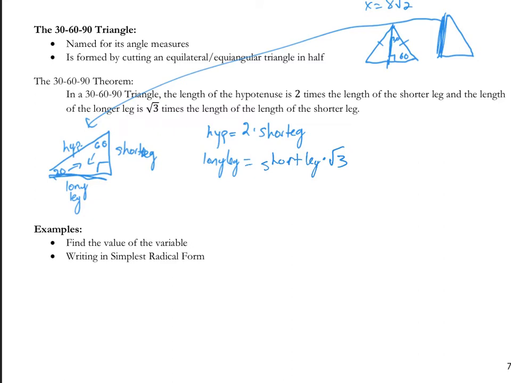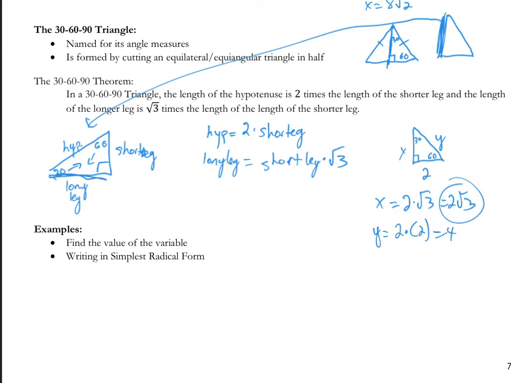So a quick example of this would be, let's say the short leg is 2. I know that this is going to be 30 here, 60 here, and 90. What are x and y? So x is the long side, so I would take the short side and multiply it by rad 3 to get 2 rad 3 for the long side, and the hypotenuse is 2 times the short side, so that's 2 times 2, which would give me 4 for that length.